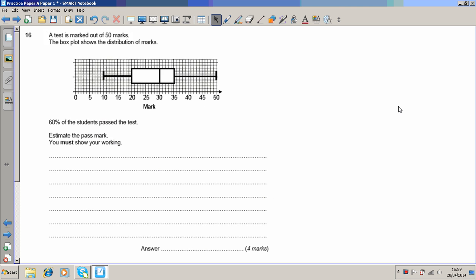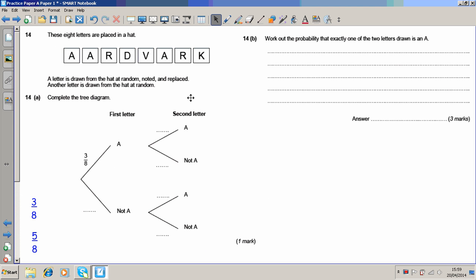14, we're nearly there. Whoop-de-whoop. These 8 letters are placed in a hat. Aardvark. Who comes up with these questions? A letter is drawn from the hat at random, noted and replaced. Another letter is drawn from the hat at random. Complete the tree diagram.